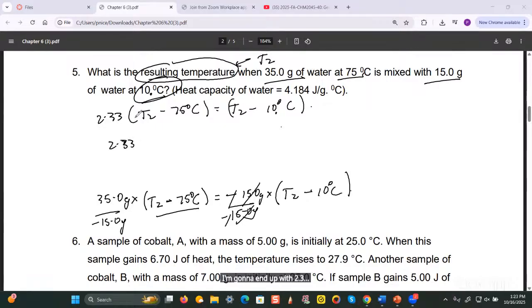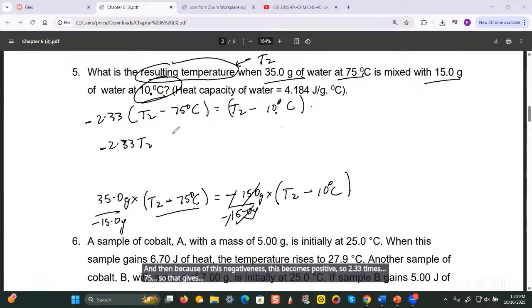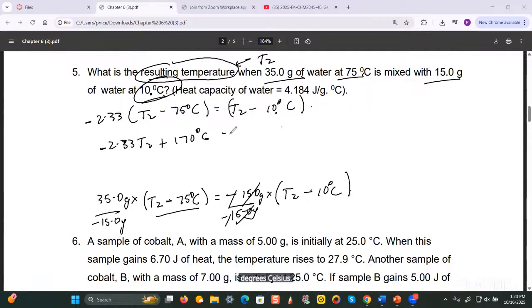2.33. Wouldn't it be the 2.33 being negative since you're dividing by negative? Yes, thank you. You're right. Very important. So minus 2.33 times T2, and then because of this negative, this becomes positive. So 2.33 times 75 gives, according to my calculation, 170. So it'll be plus 170 degrees Celsius equals T2 minus 10 degrees Celsius.